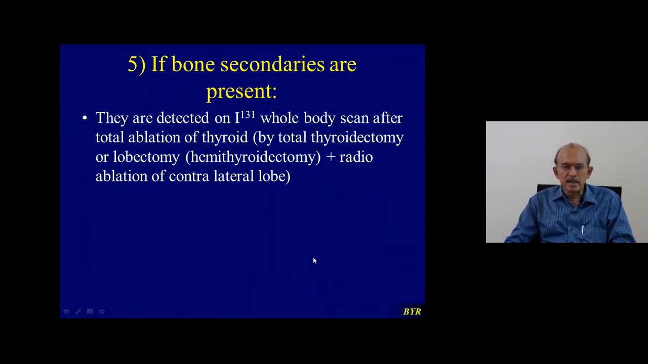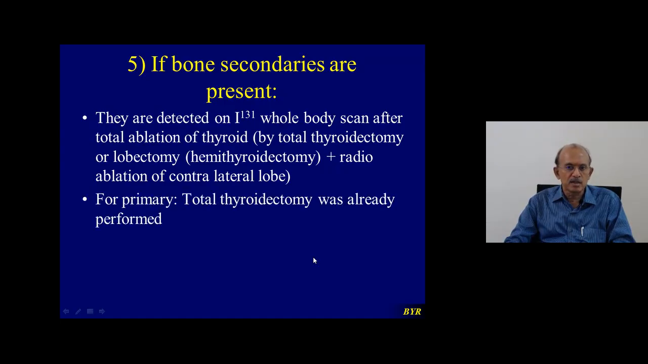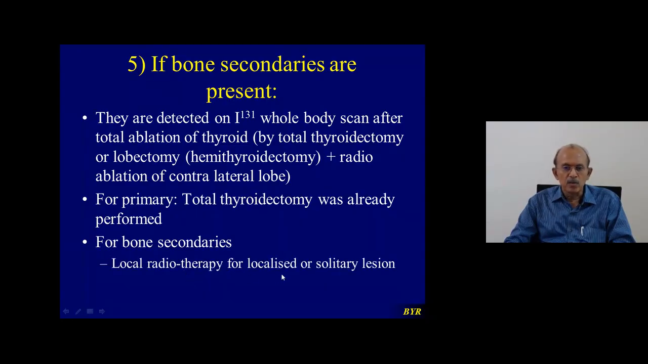If bone secondaries are present, they are detected on I-131 whole body scan after total ablation of the thyroid gland. Already I told you, to identify the secondaries, you must do total thyroidectomy first. So do total thyroidectomy, then you give radioactive iodine, you will find the secondaries. If secondaries are present, then you give radioactive iodine to the patient. For bone secondaries, give radiotherapy for localized or solitary lesions, radioactive iodine therapy for multiple lesions.